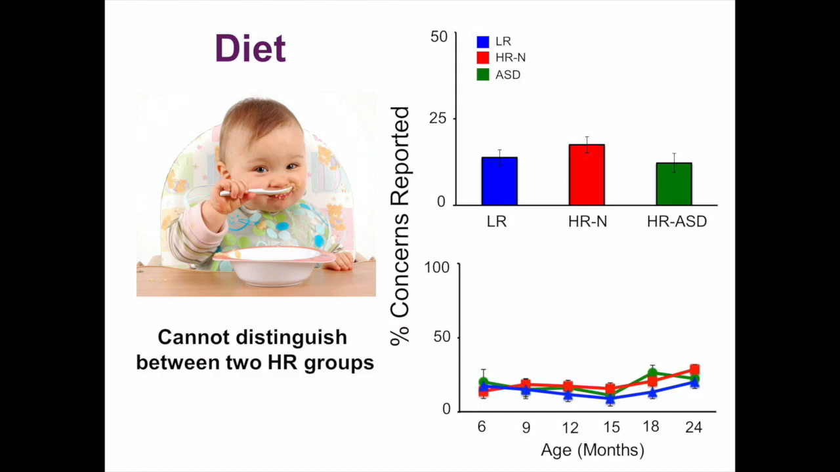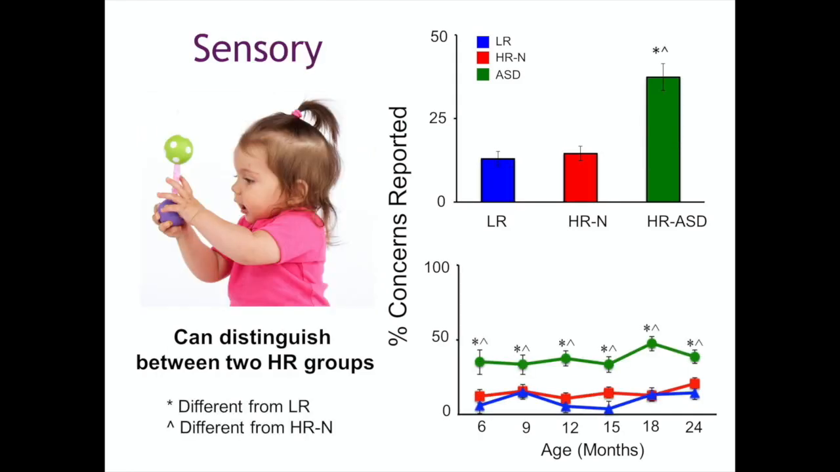So when we look at these two sections, we were kind of like, oh no, this is not going the way we hoped. But when we got to the next one, that's when we started to find real differences. So when we look at the presence of sensory concerns, you can see that parents of the children who were diagnosed with autism reported a lot more sensory concerns than the low-risk parents, as well as the parents of high-risk children who were not diagnosed with autism. And you can see on the bottom graph that these differences were apparent across all of the ages that we measured. So the parents of children with autism were significantly reporting more sensory concerns than the parents of the other two groups.